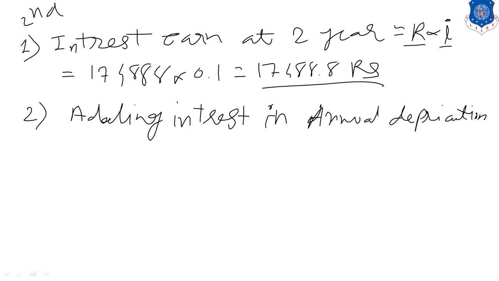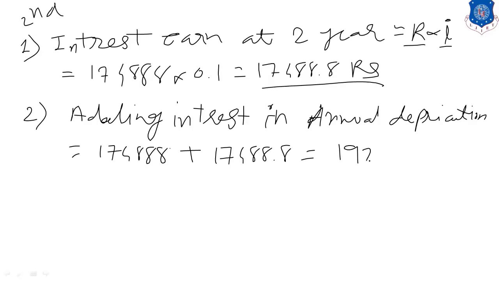In the first year, the value of depreciation is the same as R. So we have to add the same value of R, 174,888, plus 17,488.8, which makes 192,376.8 rupees. So this amount is the annual depreciation for the second year.